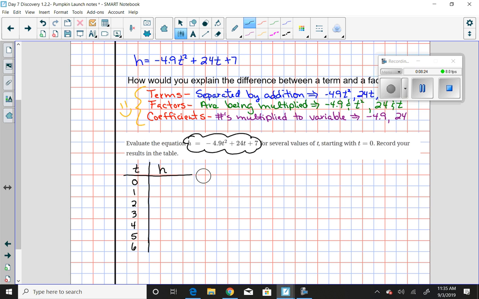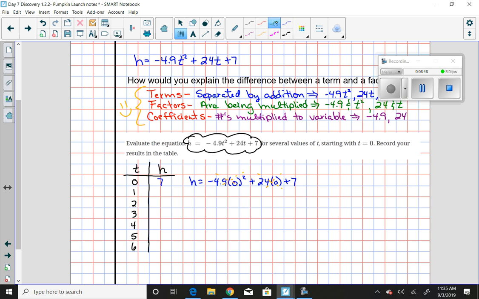Now, this first one, hopefully you don't need to use your calculator. Just watch me do this. H is equal to negative 4.9 times 0 squared plus 24 times 0 plus 7. Of course, you guys are smart. You know that that's 0, and the answer is just 7.